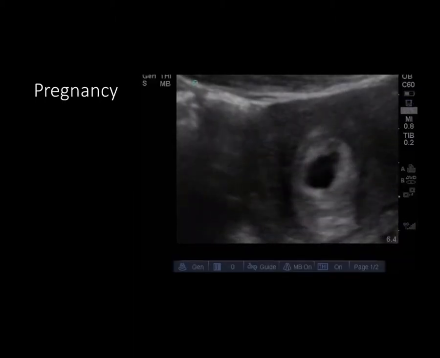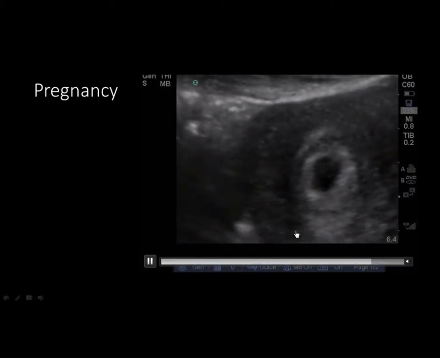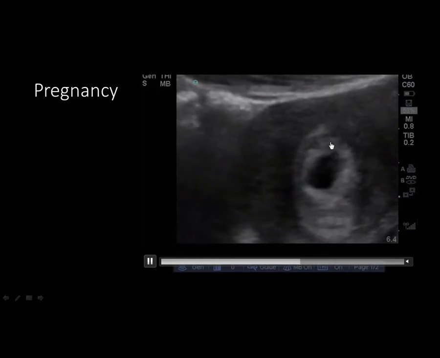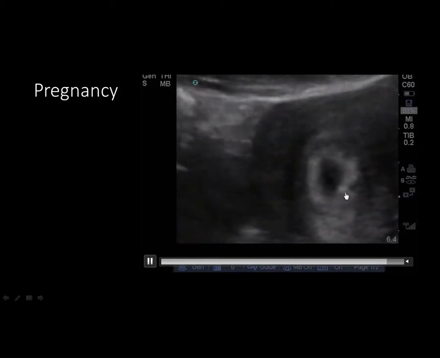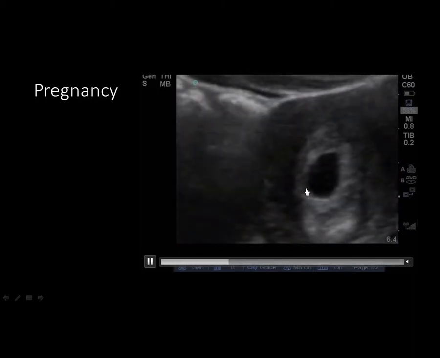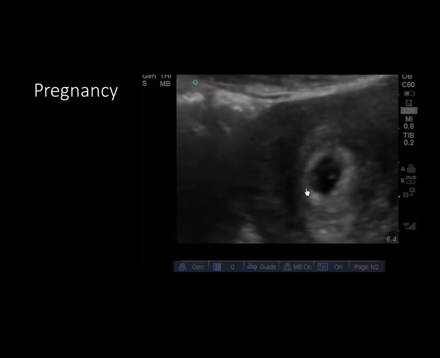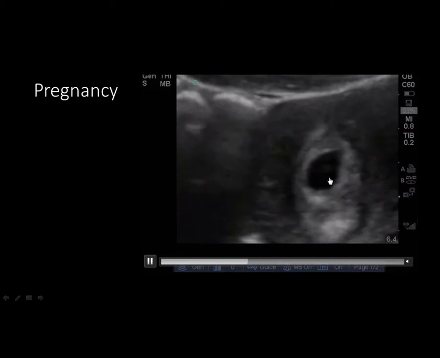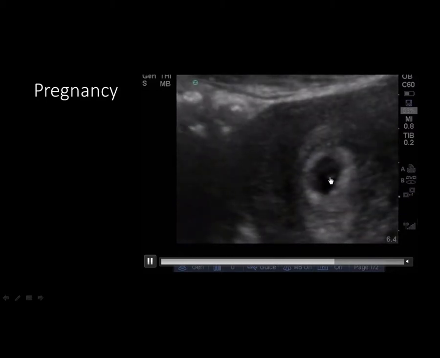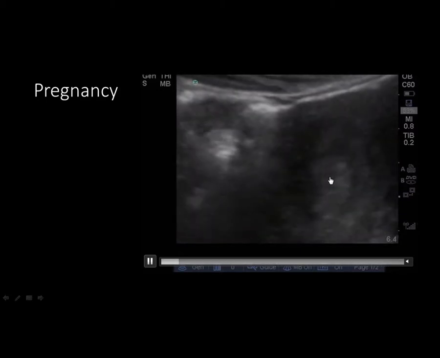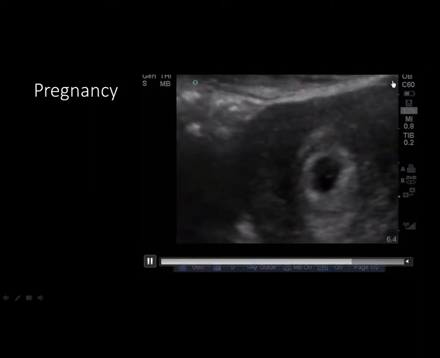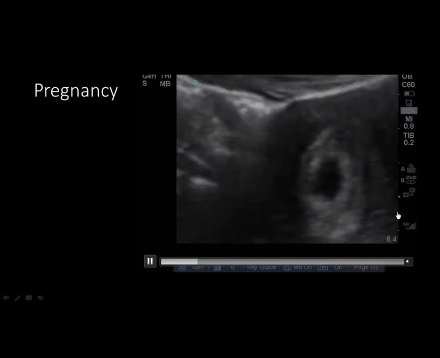The first reliable sign of pregnancy will be a decidual reaction. This is the hypoechoic rim that we see in pregnancy. The first reliable sign of an intrauterine pregnancy is a yolk sac, as seen here in this faint rim. This will appear by about 4 to 5 weeks. Notice that this fetus is being captured by a curvilinear probe.